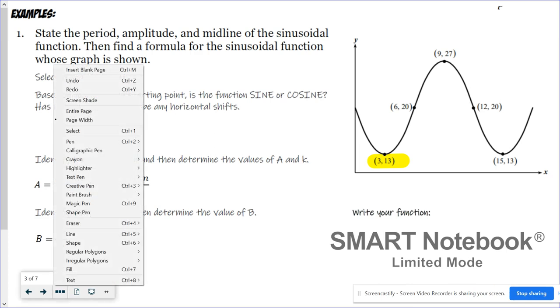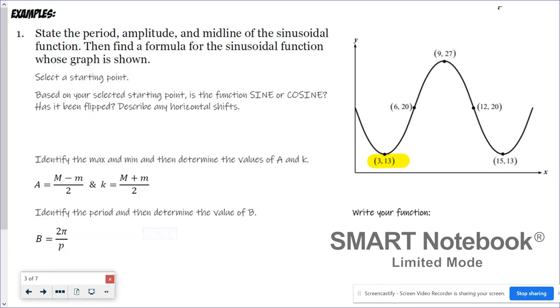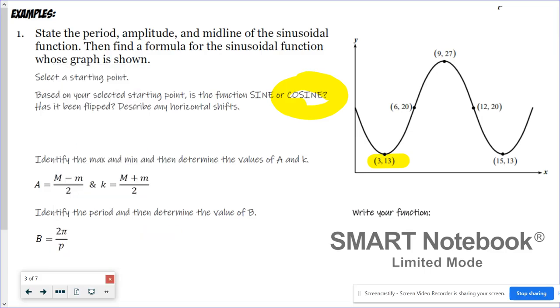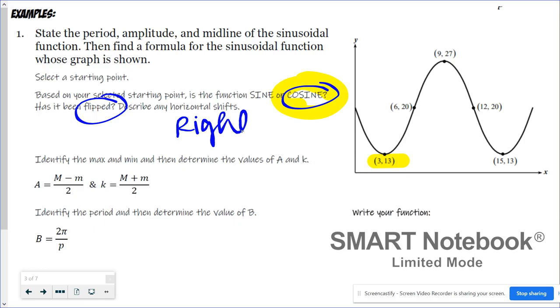Based on my selected starting point, this is a cosine function because it is starting at the minimum value of my graph. It has been flipped because it's starting at the minimum, not the maximum. And I do have a horizontal shift because I'm not on the y-axis, and that shift is to the right 3 units.